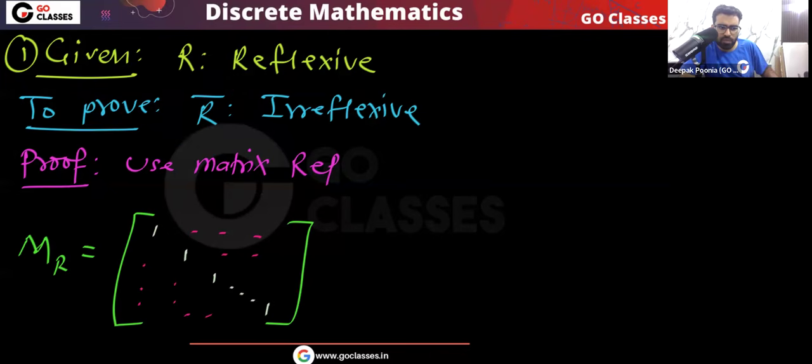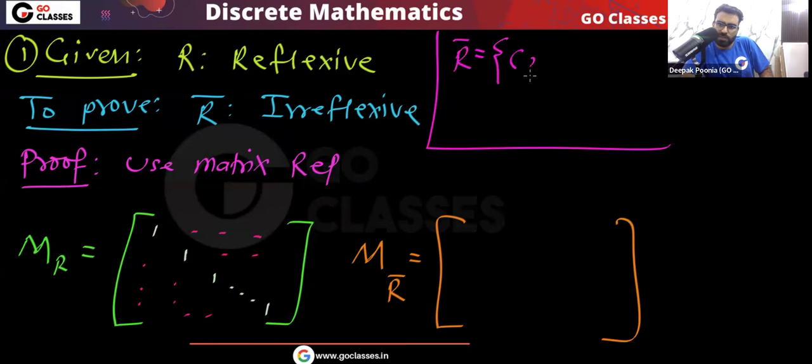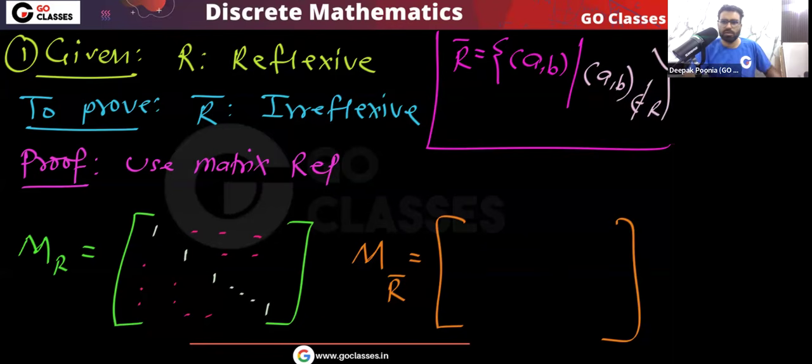Now you tell me, what will be the matrix representation of R complement? R complement means all the 1s will become 0, all the 0s will become 1. Remember the definition of R complement: all those ordered pairs (a, b) such that (a, b) does not belong to R. If something belongs to R, it will not belong to R complement. If something does not belong to R, it will belong to R complement.